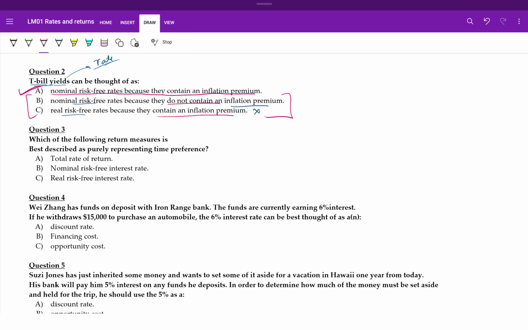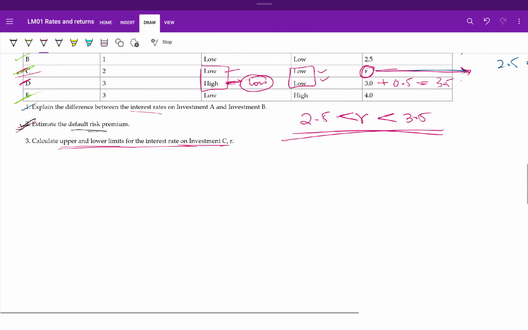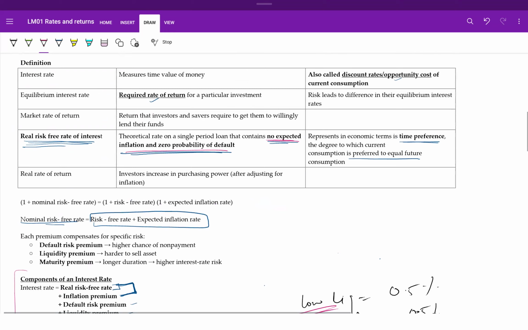Okay, question number three is: which of the following return measures is best described as purely representing time preference? Yes, we discussed time preference when we discussed the real risk-free rate of interest. It represents, in economic terms, time preference, the degree to which consumption is preferred to equal future consumption.